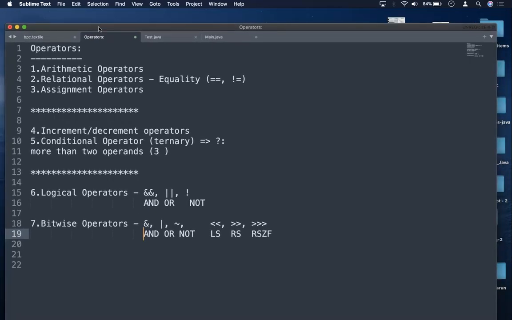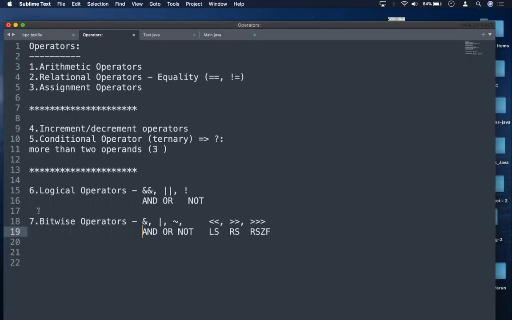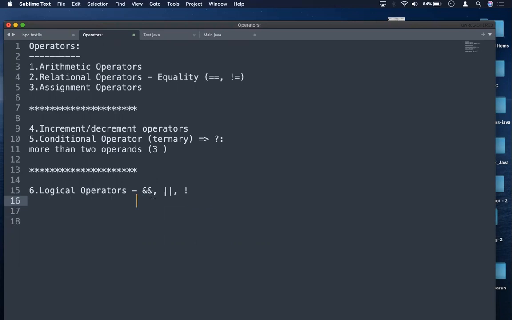Okay, so let's begin with logical operators: AND, OR and NOT operators. Whenever you apply these operators, you are going to get a Boolean result. You apply them on some expression, and that expression should evaluate to a Boolean.